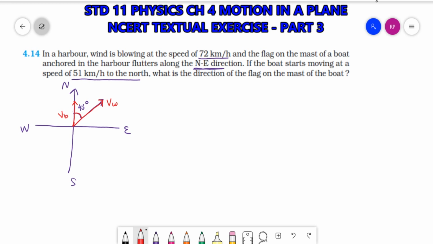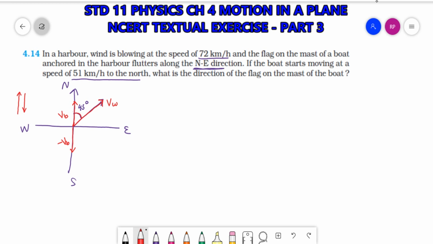But see, when the boat moves in the north direction, the wind experienced by the flag will be in the south direction, right? When you move forward, in the north direction, the wind will be in the south direction. So instead of VB, I will use the effective wind minus VB. So this is the opposite direction. Clear? Now, what is the direction of the flag on the mast?